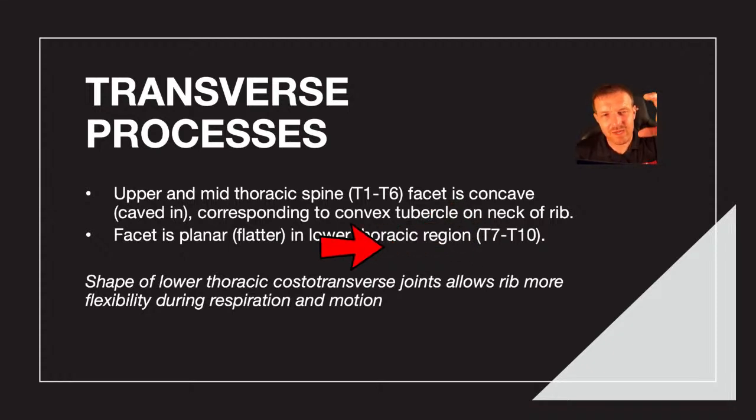So there's a lot of variation as you move down, and that variation means that the shape of the lower thoracics allows rib more flexibility during respiration and motion. Okay, so those upper ribs, so kind of T2 down to about T7, those are pretty fixed.